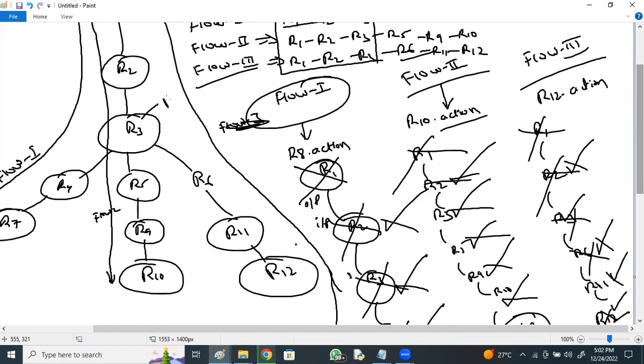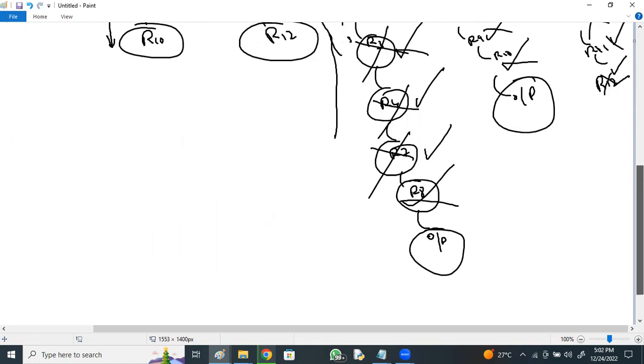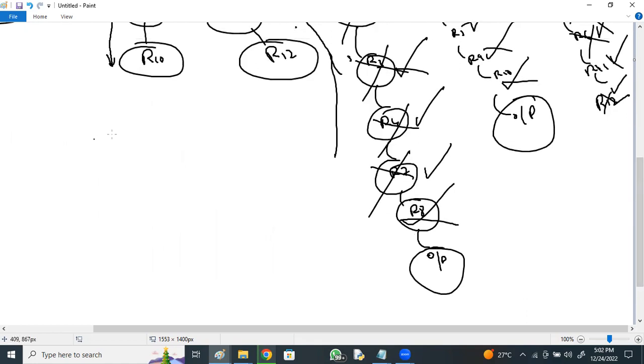If I say persist, I need to say R3 dot persist, using the persist method. Then R3 gets persisted. R3 getting persistence means R3 stays available in the RAM even though the next RDD is ready. Now observe this, right?